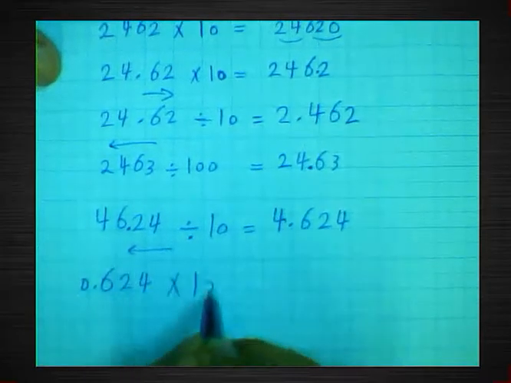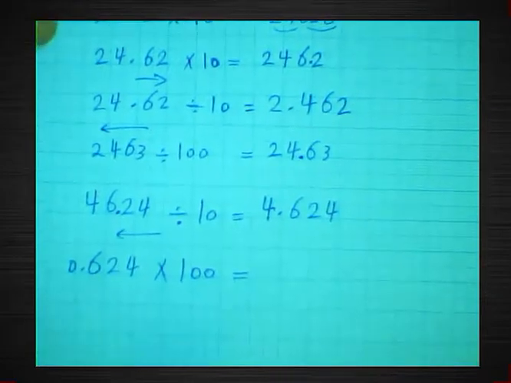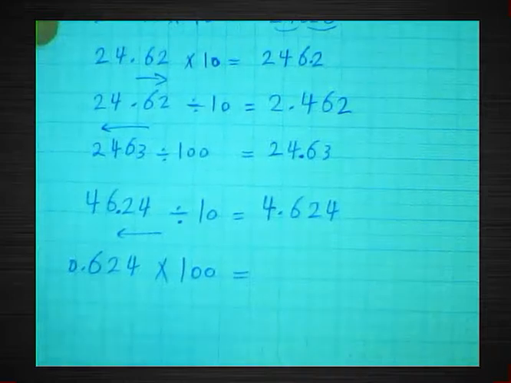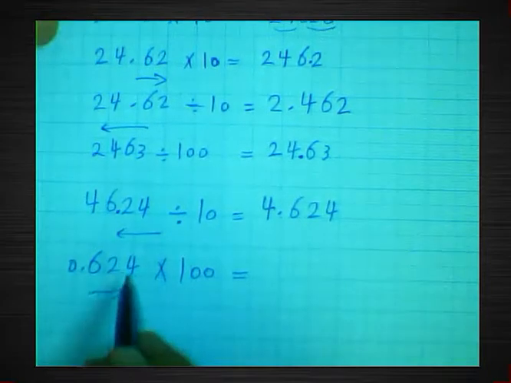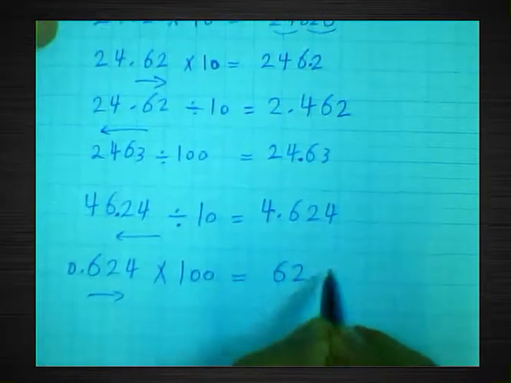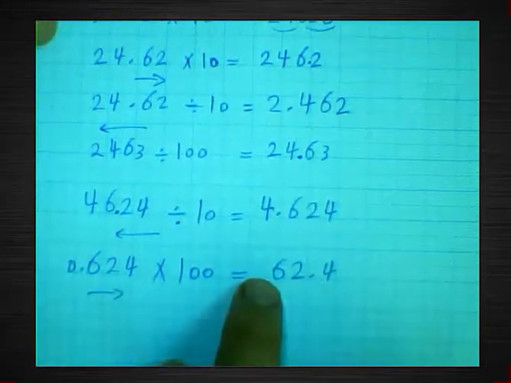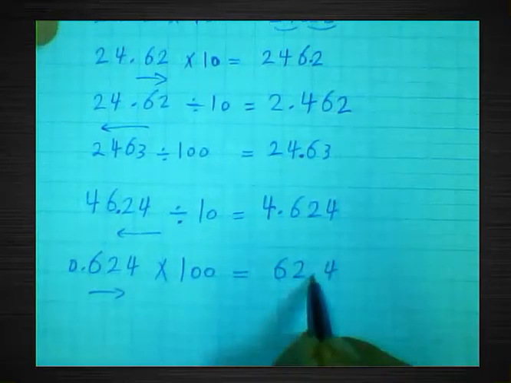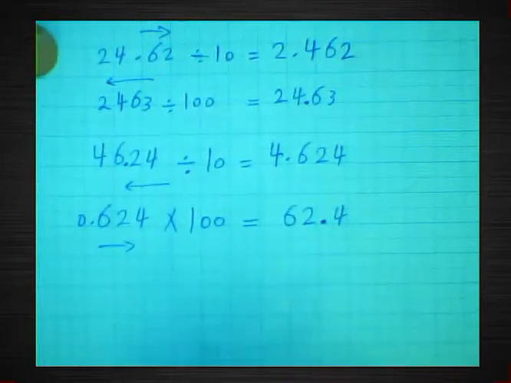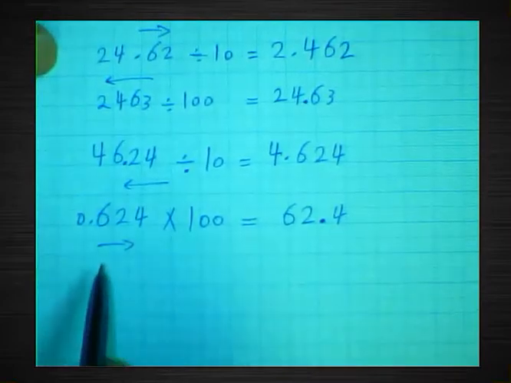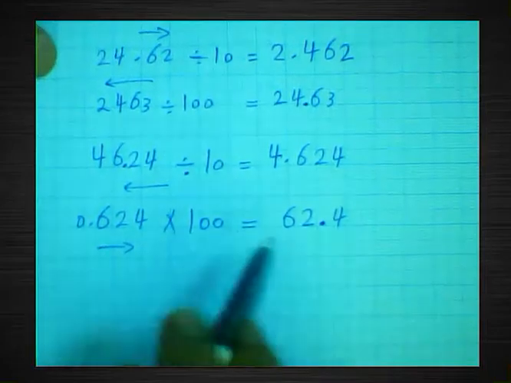Okay, what about 0.624 times 100? We move the point 2 places to the right-hand side, 1, 2, because we find the result by multiplying. We move the point here, and we write 62.4. And what about the 0? We cancel it, because it has no meaning. If you write 0, it has no meaning. You find the result 62.4. Okay, it's very easy. So if you want to find the result by times 100, you must move the point to the right-hand side by 2 digits.